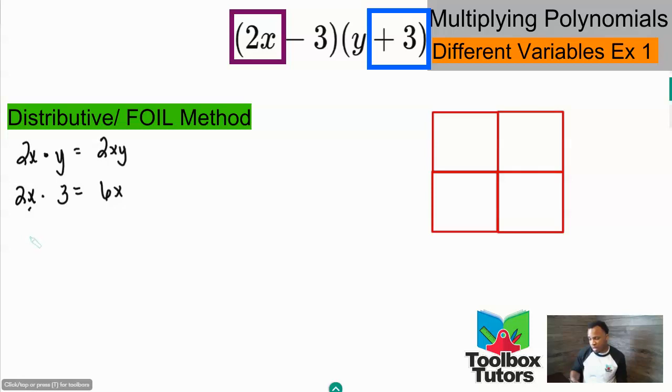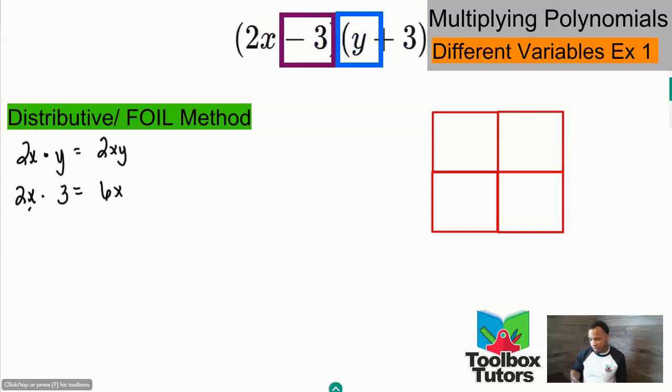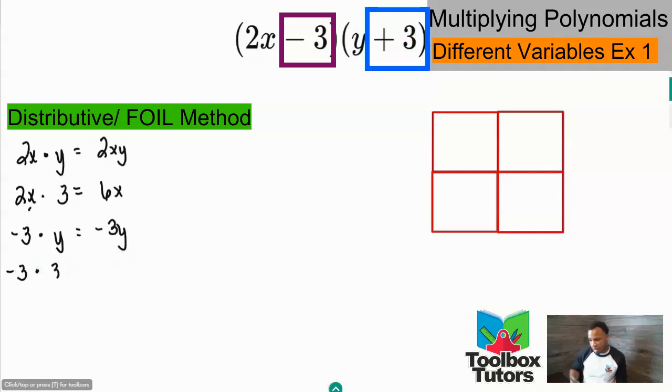Next, we're going to multiply the second term in the first parentheses times everything in the second parentheses. So we have negative 3 times y. That gives us negative 3y. And last, we have negative 3 times 3. That gives us negative 9.